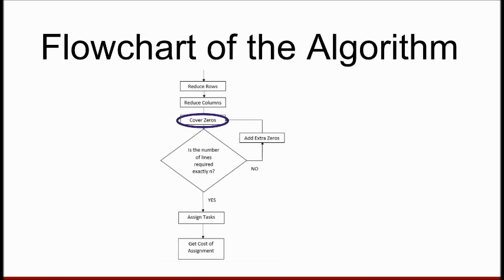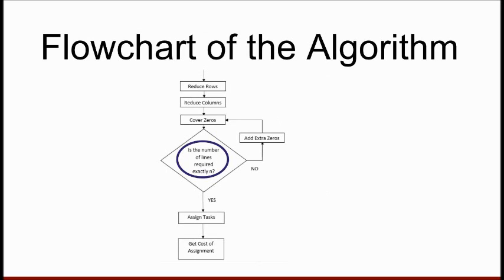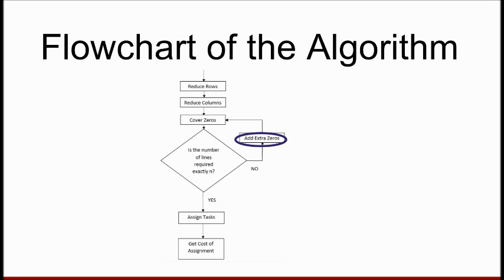Now we come to the cover 0 step, where we need to cover all the zeros using the minimum number of horizontal and vertical lines. This time, however, we find that only 2 lines are needed to do this, which is less than 4. So if we ask, is the number of lines required exactly n, which is 4, the answer is no. So now we go on to the add extra zeros step.